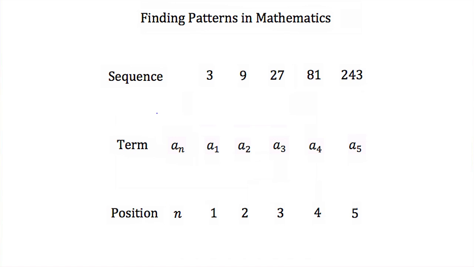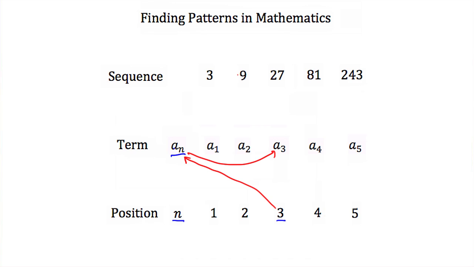Now frequently when you deal with sequences, you'll see the terminology a sub n. A sub n is the term in this sequence, but we don't know which term in that sequence. N is the position of that term. So if n was 3, then a sub n would be equal to a sub 3.